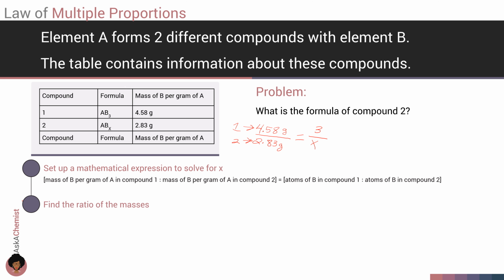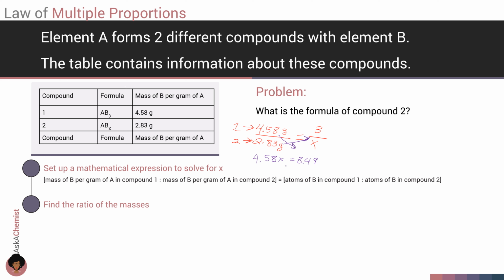So now the next thing that we need to do is solve. We just solve for X. So we do that by cross multiplying. So the first step is to cross multiply. Once we do that, we get an equation. 4.58x is equal to 8.49 because 3 times 2.83 is 8.49.